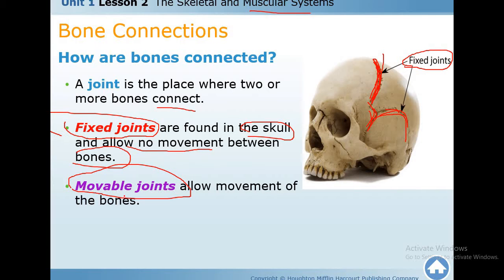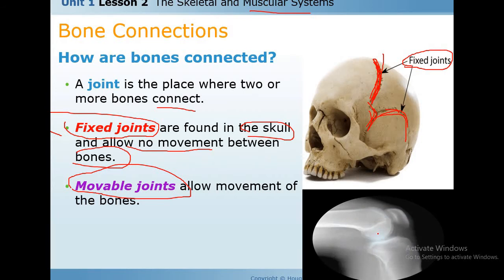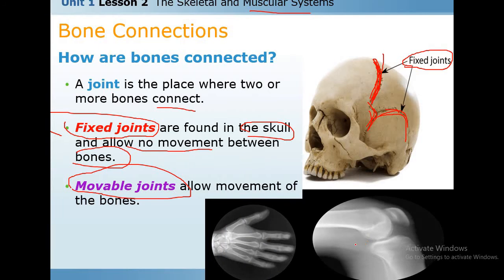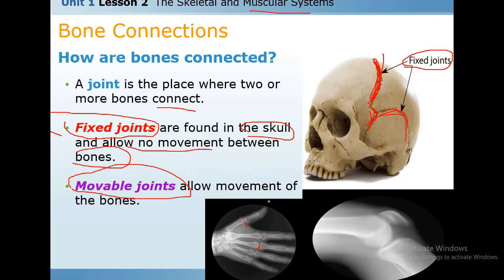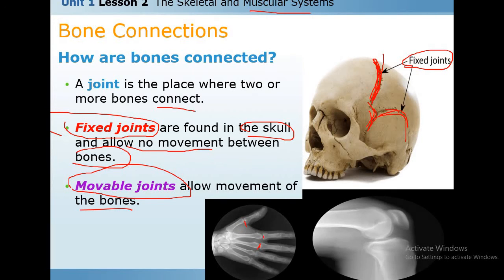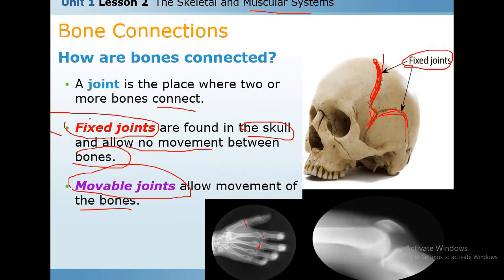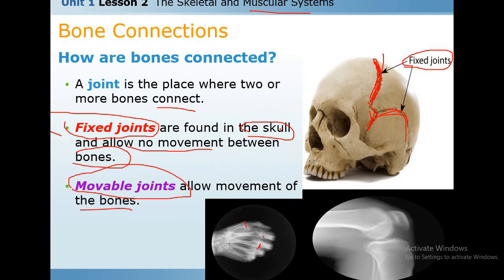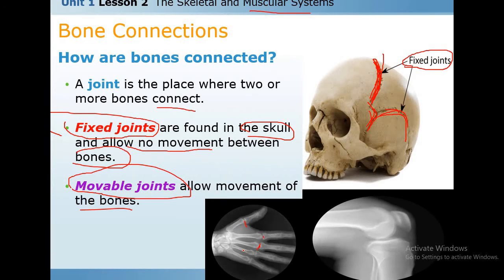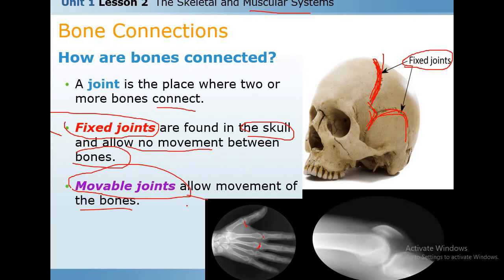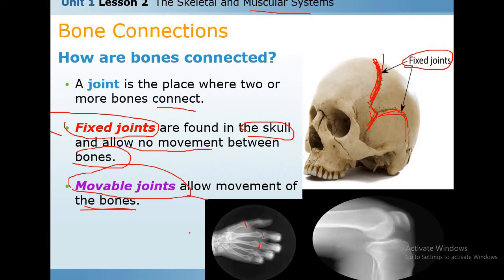While movable joints, like the joint in the knee, or the joint of the elbow, or joints in the hand, these joints allow movement of bones. So we have two types of joints: fixed joints that are found in the skull, and movable joints that are found in the knee or hand or elbow, that allow movement of the bones.